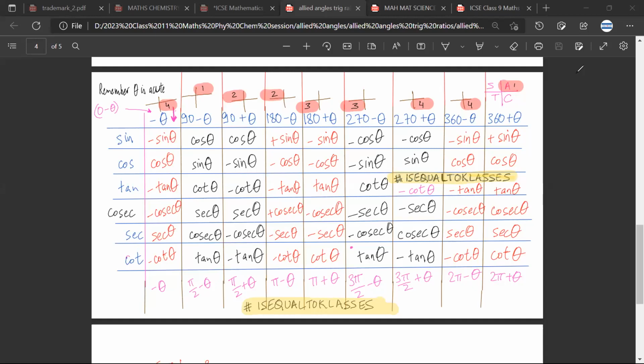So now when we again look at this table, let us make sense of this table again. When you look at minus theta, you know you are in the fourth quadrant. When you look at 90 minus theta, you are in the first quadrant. 90 plus theta, second quadrant. 180 minus theta, second quadrant. 180 plus theta, third quadrant. 270 minus theta, third quadrant. 270 plus theta, fourth quadrant. 360 minus theta, fourth quadrant. 360 plus theta is first quadrant.